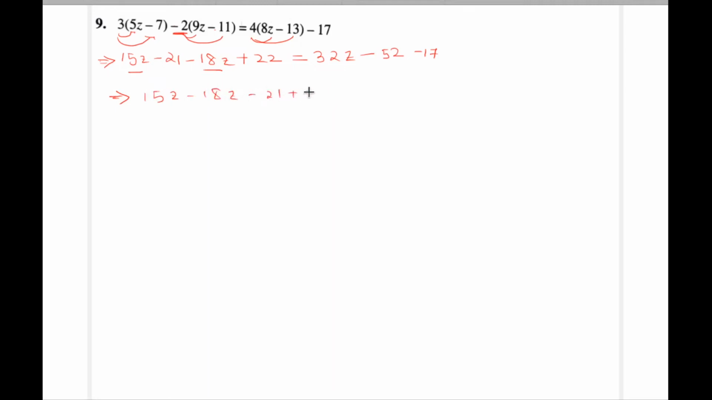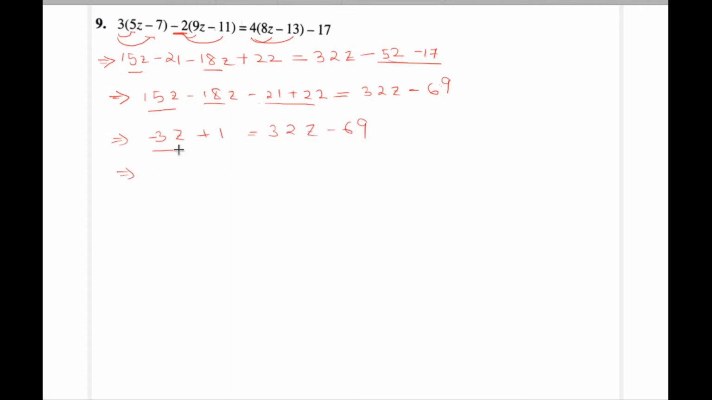Minus 21 plus 22 equals 32z minus 52 minus 17. So minus, plus. Okay, we have to add these two numbers. So 7 plus 2 is 9 and 5 plus 1 is 6, so 69, and the minus sign, so minus 69. So 15z minus 18z is minus 3z, and then minus 21 plus 22 is plus 1. Okay, equals 32z minus 69.